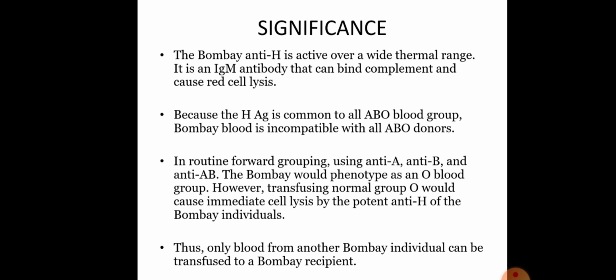In routine forward grouping using anti-A, anti-B and anti-AB, the Bombay would phenotype as O blood group. However, transfusing normal O group blood will lead to immediate cell lysis because it has IgM antibody, anti-H, which is very potent. Thus, only blood from another Bombay individual can be transfused to the recipient.